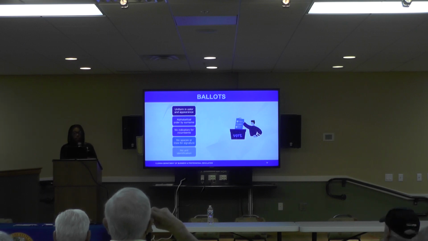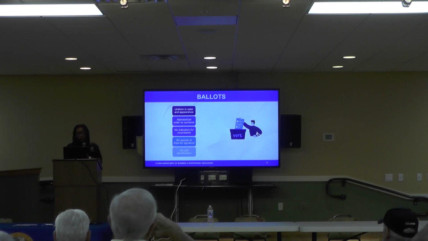Once received by the association, no ballot may be rescinded or changed. Ballots are not to be opened until the election meeting. Forgery of a ballot envelope used in a condominium association election or voting certificate is punishable as a crime, and that's under statute 831.01.